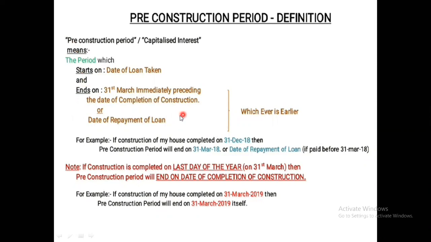Now let's take an example: if construction of my house is completed on 31st December 2018, then my pre-construction period will end on 31st March 2018, or the date of repayment of loan if it is paid before 31st March 2018. But let's remember that if construction is completed on the last day of the year, that is on 31st March, then the pre-construction period will end on the date of completion of construction. For example, if the construction of my house is completed on 31st March 2019, then my pre-construction period will end on 31st March 2019 itself.